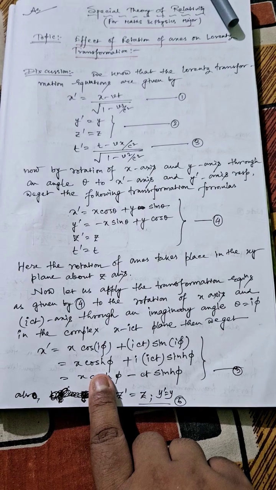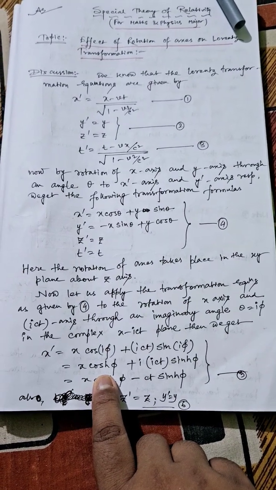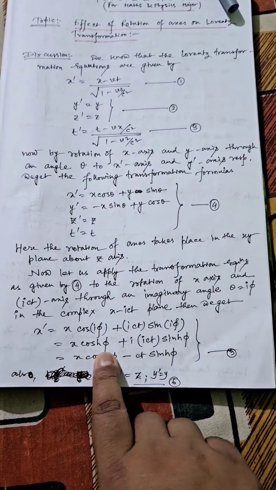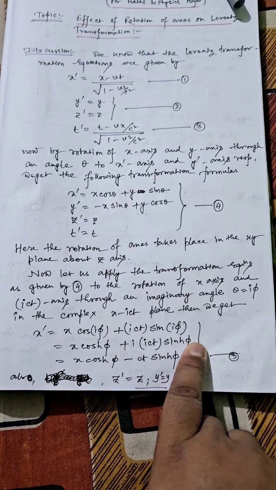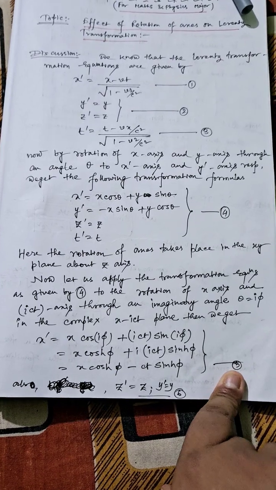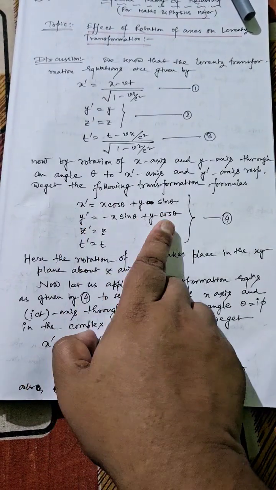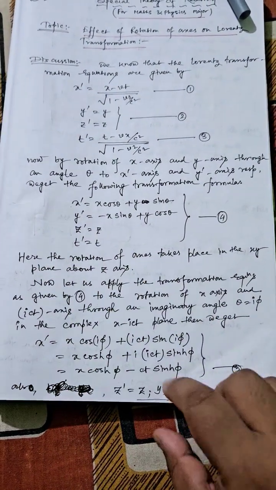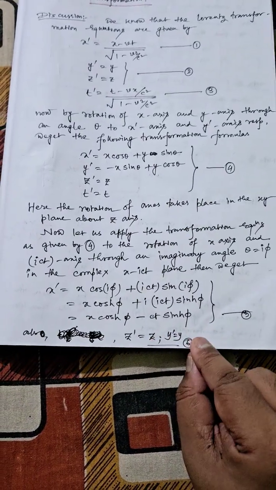Now using the property of hyperbolic functions, we can write the next line, that is x cosh phi plus i into ict sinh phi. Simple calculation will give you equation number 5. Also y' = y, z' = z. These two component equations will give you equation number 6.